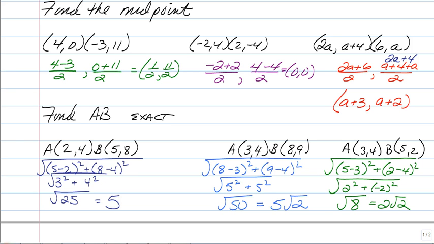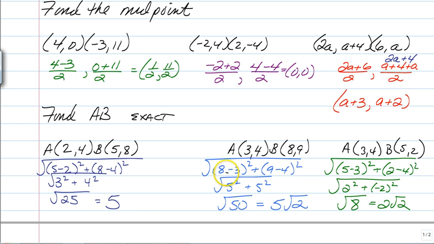Remember, with the distance formula, you subtract your x's and subtract your y's, but then you square them. So 5 minus 2 is 3 squared is 9. 8 minus 4 is 4 squared, which is 16. So 9 plus 16 is 25, and the square root of 25 is 5. Don't forget the square root at the end.